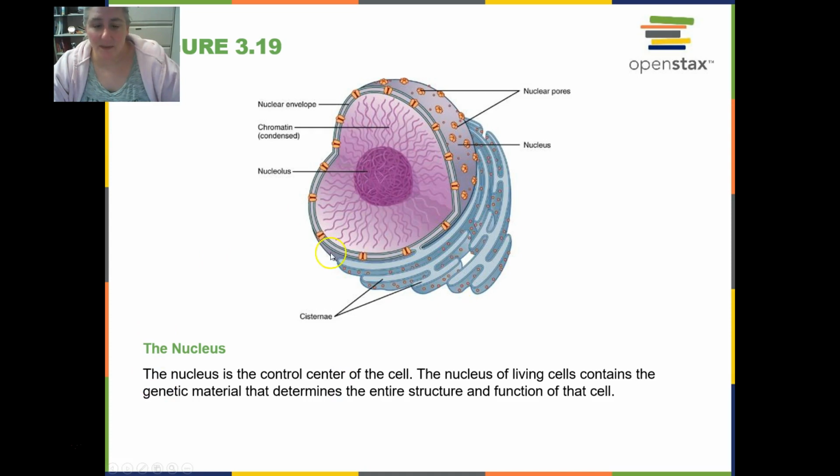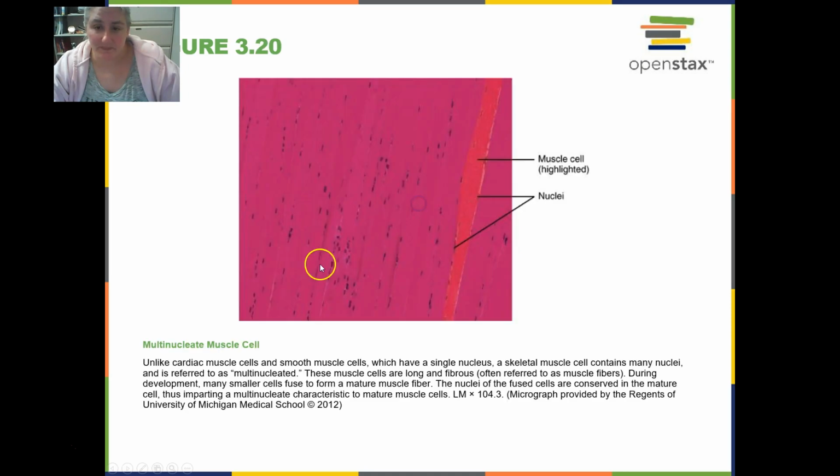Within the nucleus, we have a lot of DNA. So all these little tiny squiggly things, those are DNA. When it's uncondensed, it's called chromatin. When it is condensed, it's called chromosome. And then in the very middle, we have the nucleolus, which is where ribosomes form.